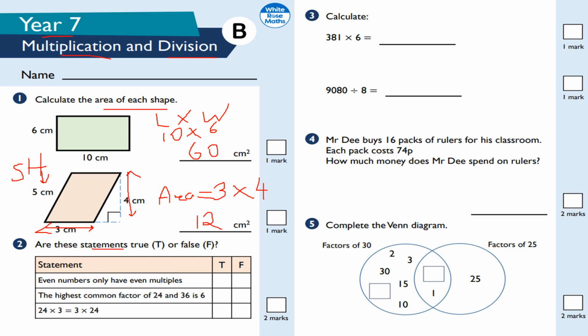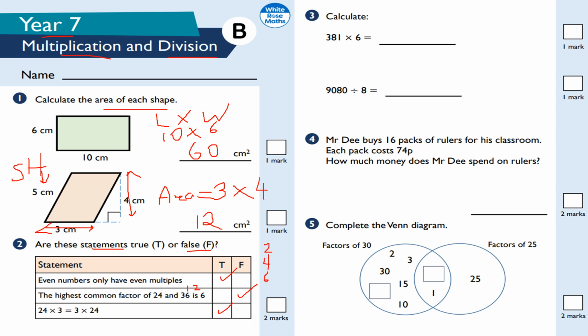Question number 2. Are these statements true or false? Even numbers only have even multiples. So that is true, yes. The highest common factor of 24 and 36 is 6. That's false. The highest common factor is actually equal to 12. And for the third part, 24 times 3 equals 3 times 24. That's true. That's what we call commutative. So I can swap the numbers around when I'm multiplying and I'll get the same answer.